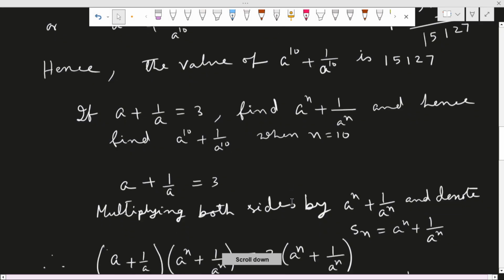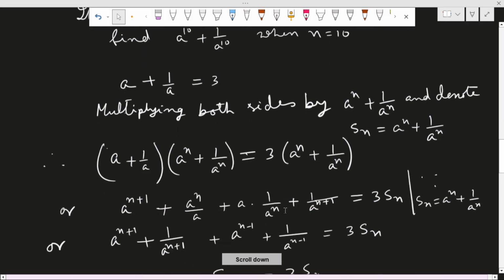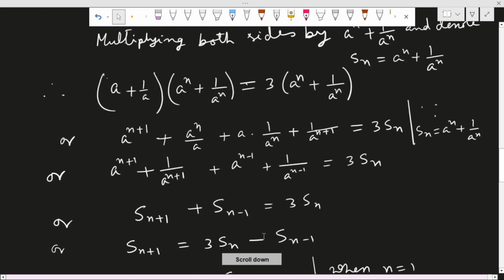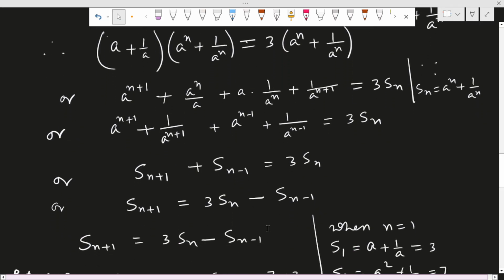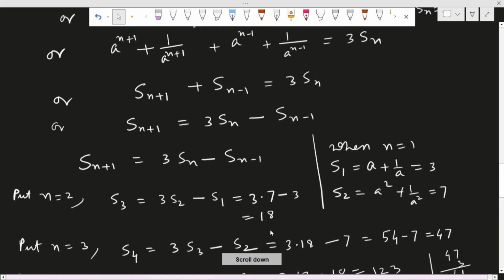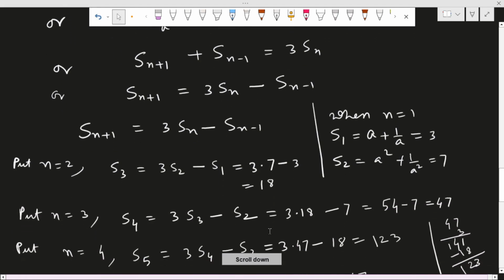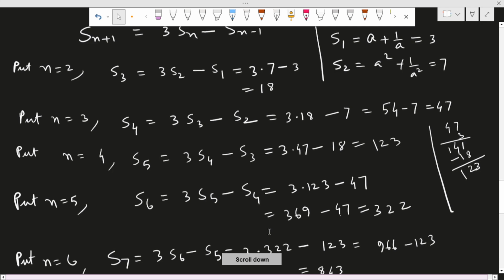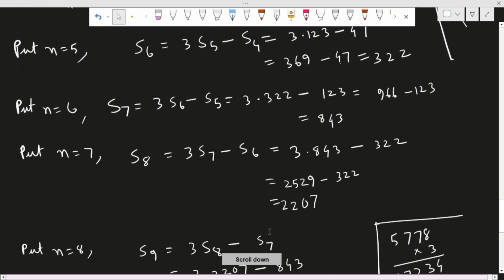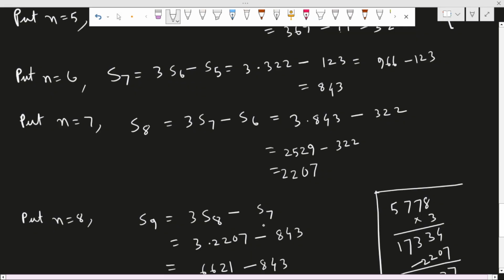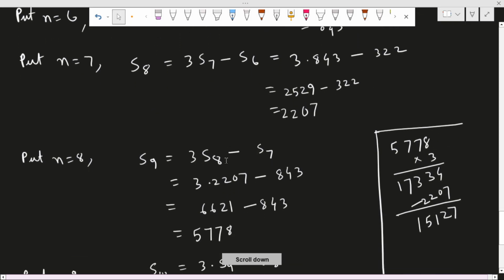15127, exactly the same answer. So in this method we may get the result for any value of n, that means we may find a to the power 20 plus 1 by a to the power 20 and so on. But this process may be thought to be very lengthy or hard, but it is general.